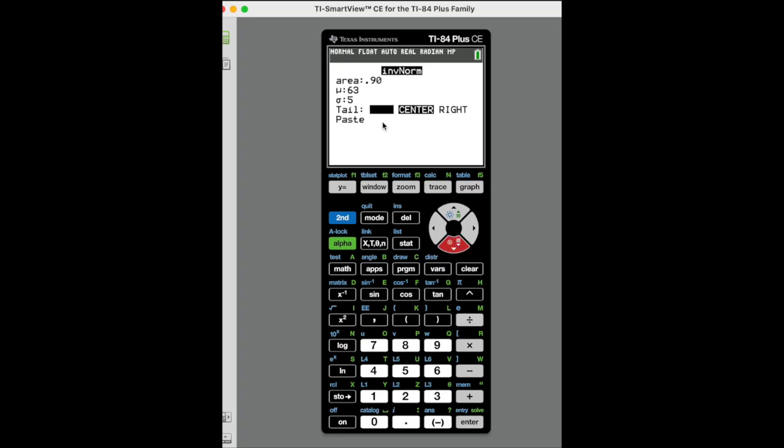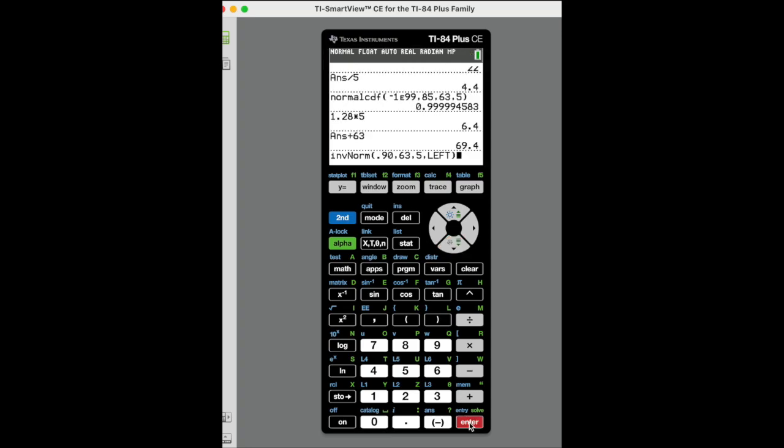Now we're looking at the area to the left. This is the 90th percentile, so I want 90% to be to the left. So I'm going to make sure that that says left. And then I'm going to paste, and I'm going to hit enter. And it's going to give me not the same, but pretty darn close to what we had before when we did it by hand using the tables. So we got previously 69.4 using the tables. This is giving me 69.4077.